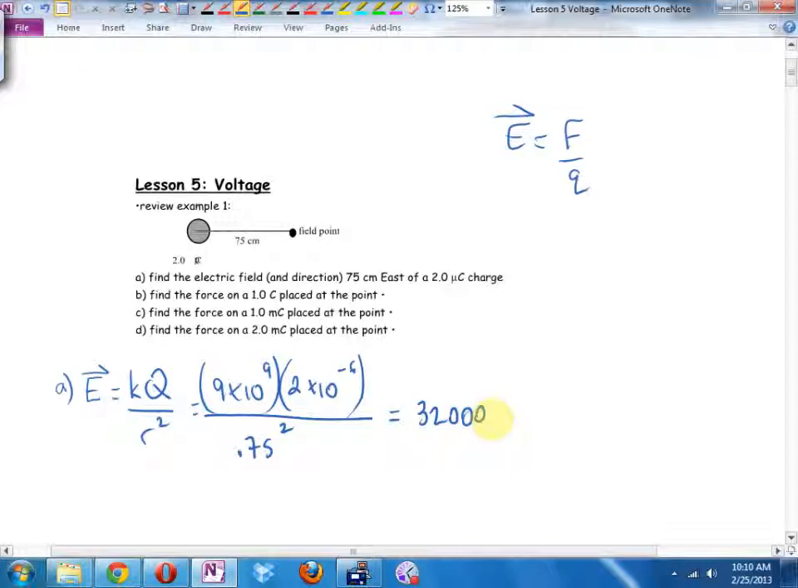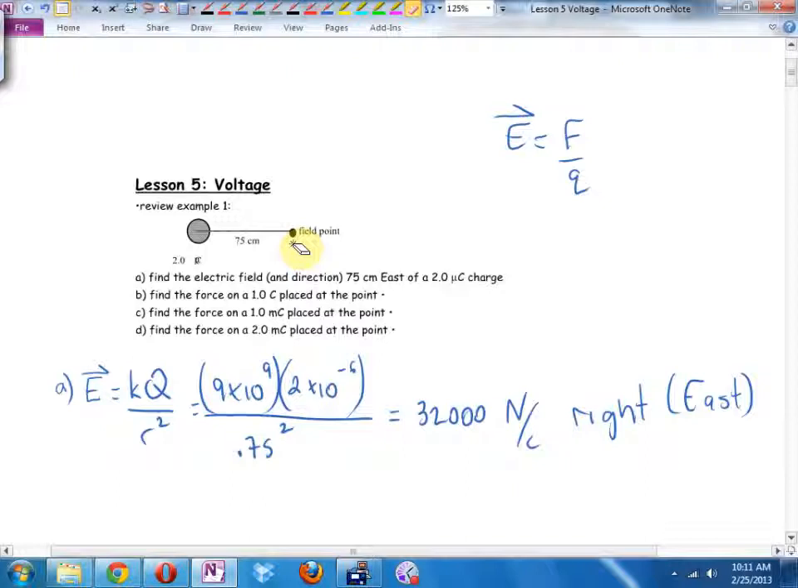Units? Yeah, comes out of the definition. Newtons per Coulomb. Direction. Which way would a positive charge right there want to move if it could? Right or left? Or you could say east, since the question did mention east. I don't care.